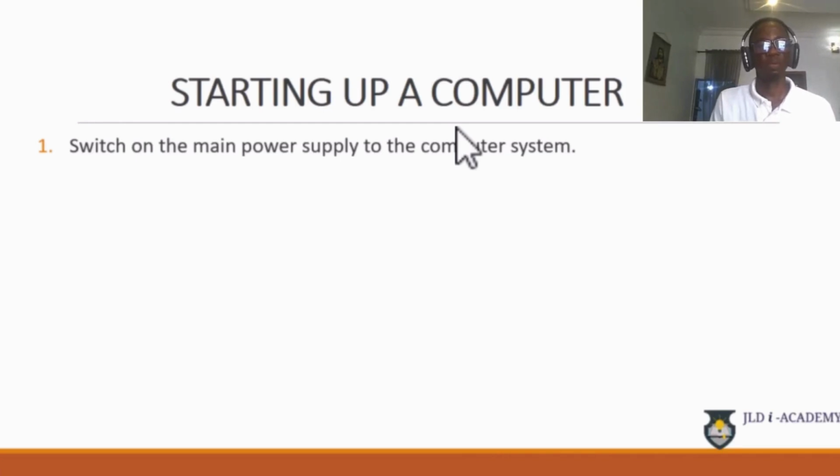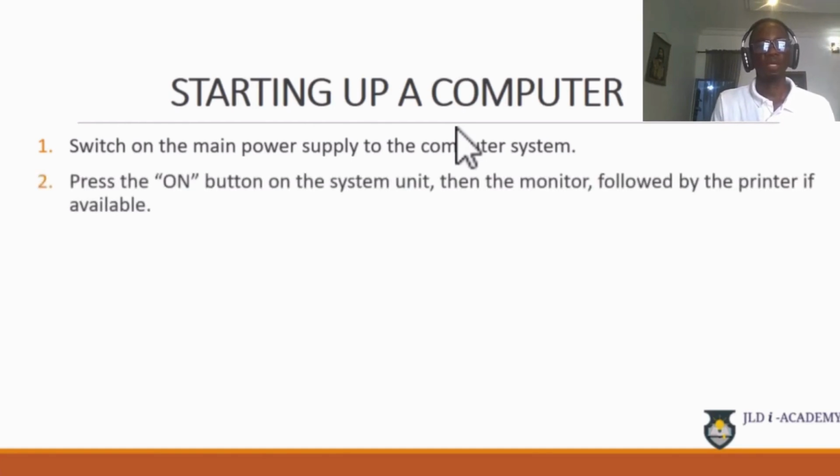For a laptop computer, all you need to do is open the lid and press the power button and it comes up. But for a desktop computer, where the parts are separate, where the mouse is separate, the system unit is separate, you have to follow these steps. First of all, you have to connect the system to a power supply and switch it on.